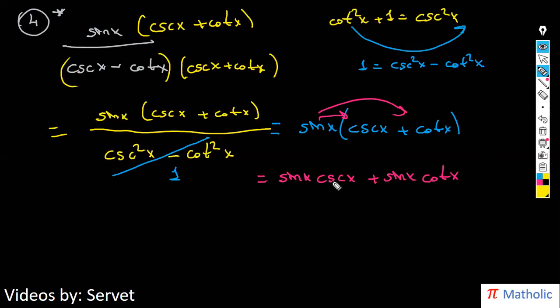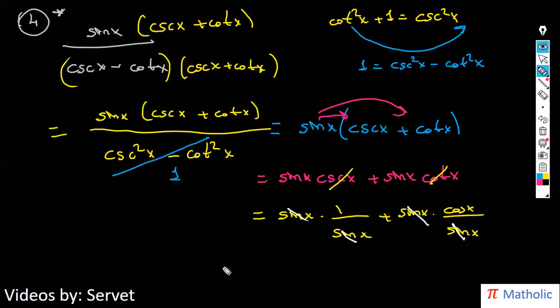So let's change cosecant and cotangent to sine and cosine form. So this can be written sine x times 1 over sine x plus sine x times cosine over sine x. As you can see, you can cancel out sine x. So what is left here is 1 plus cosine x. And this is the final answer and simplest form.